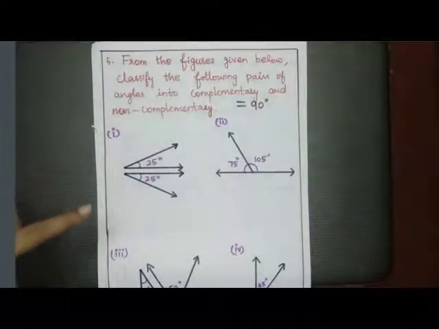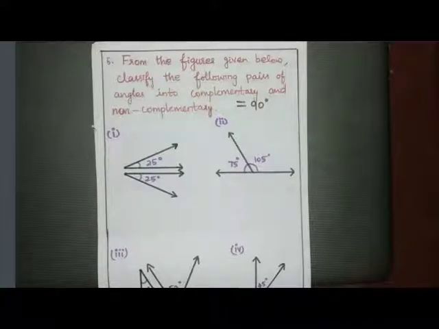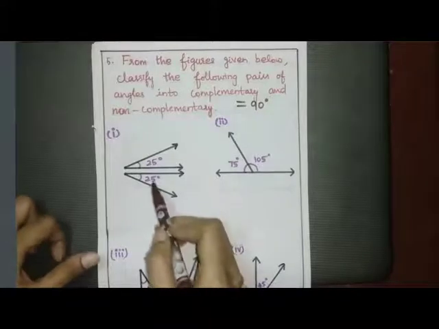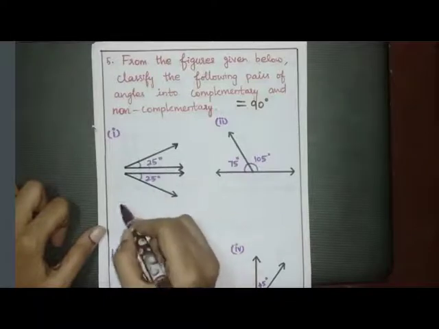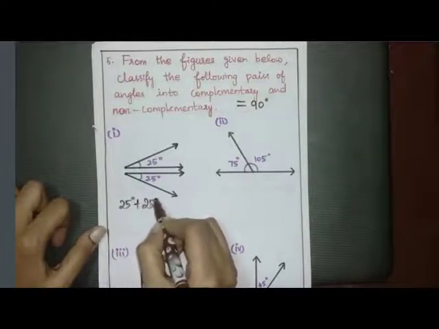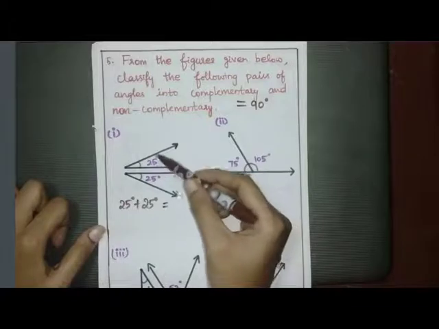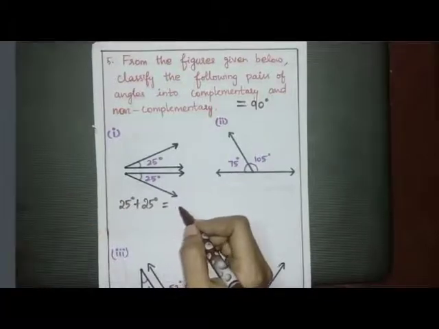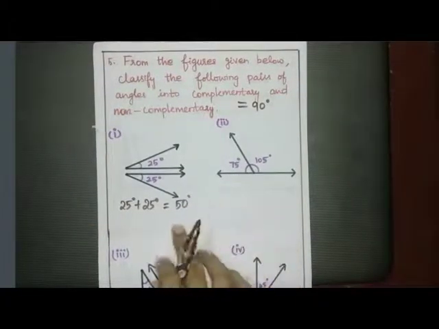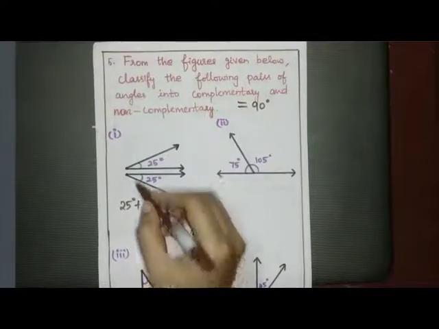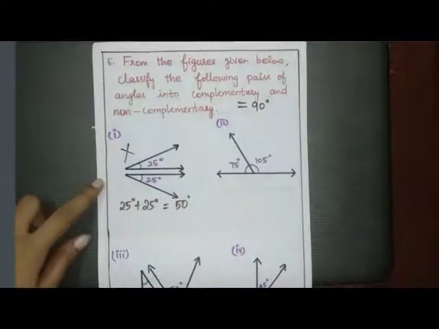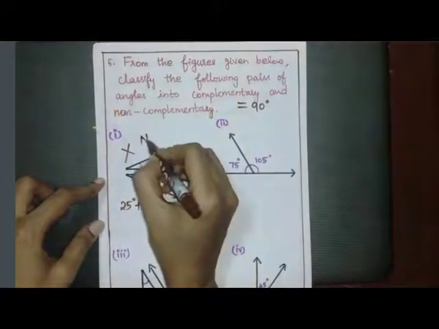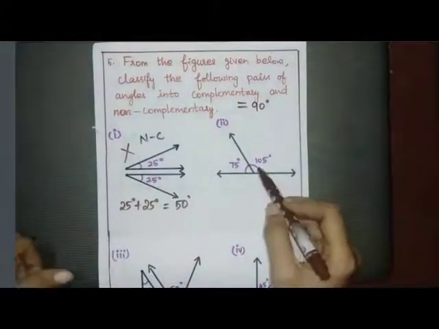So you have to check whether these angles are complementary or non-complementary. For that you have to add the 2 angles and check whether the sum is 90 or not. So let us check the first one. 25 degree plus 25 degree is 50 degree. But this is not 90. So this one is not a complementary angle. It is non-complementary.